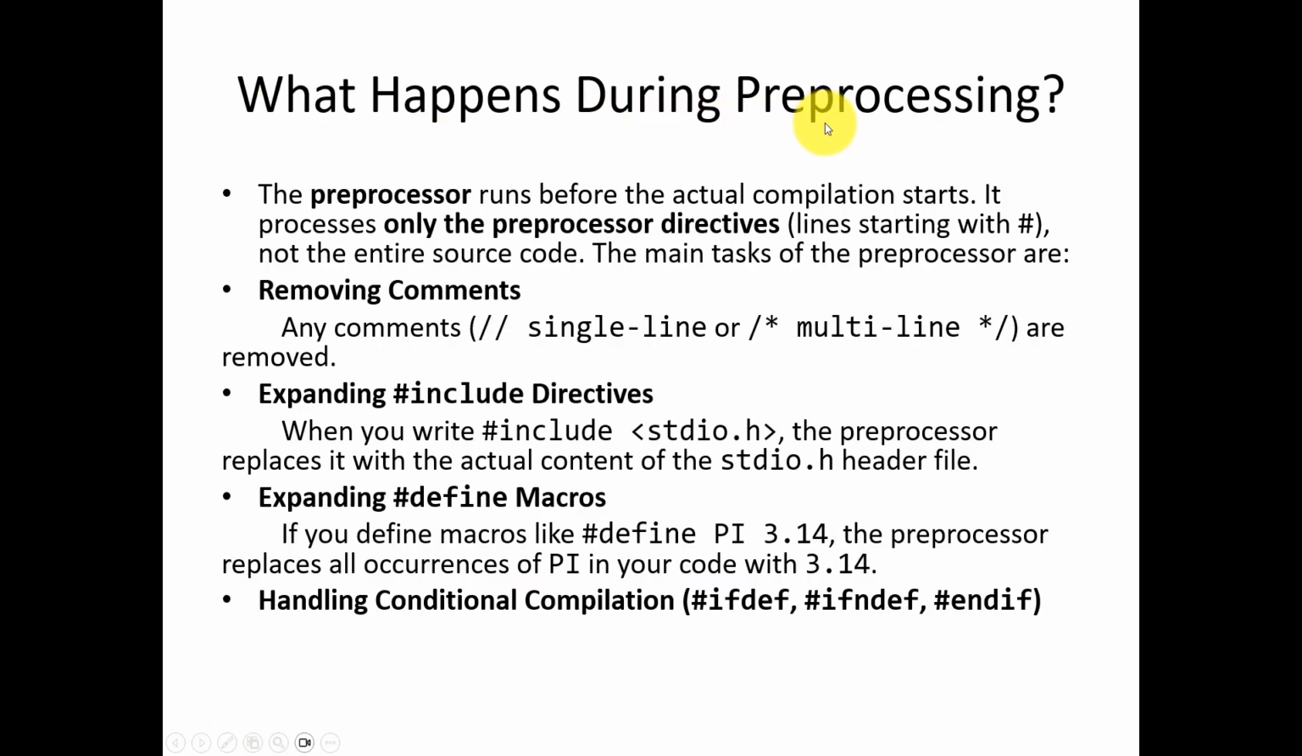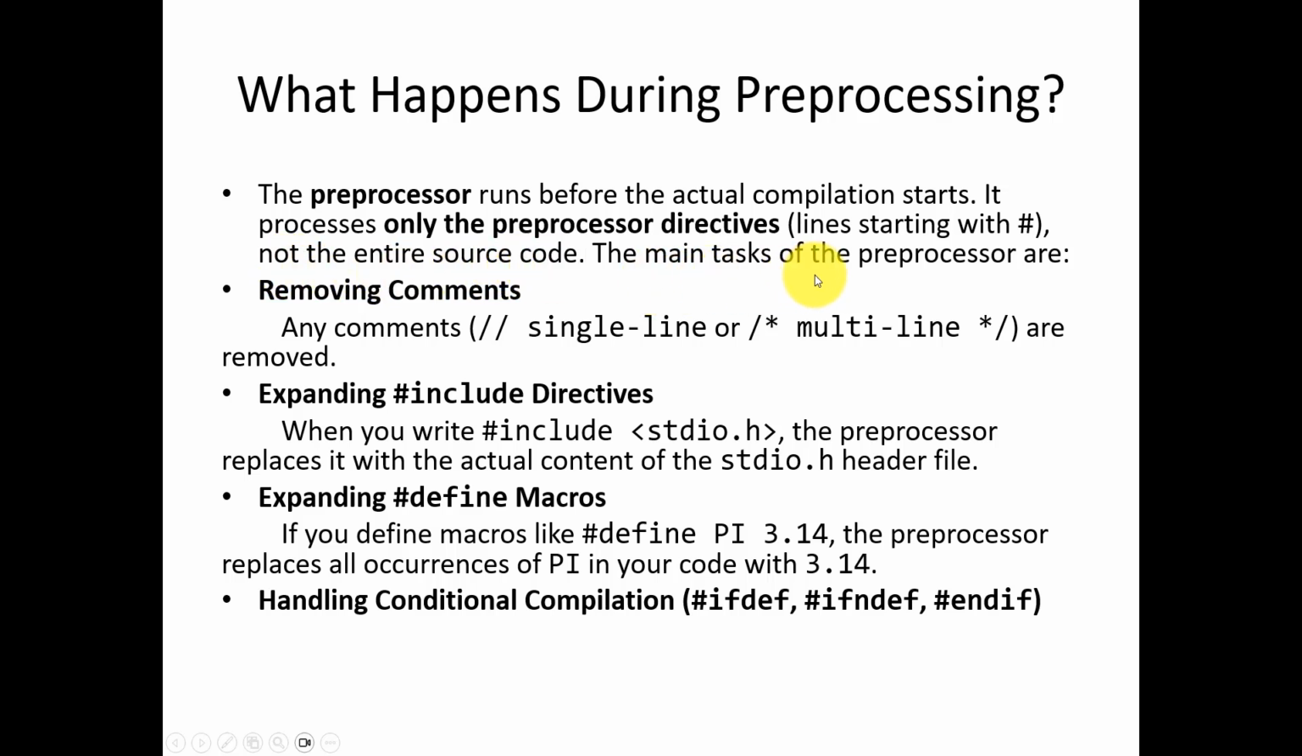What happens during preprocessing? The preprocessor actually runs before the actual compilation starts. It processes only the preprocessor directives, the lines which start with hashtag, not the entire source code. So I repeat, bear in mind, the preprocessing stage of compilation will process only the preprocessor directives, the lines which start with this hashtag, and not the entire source code.